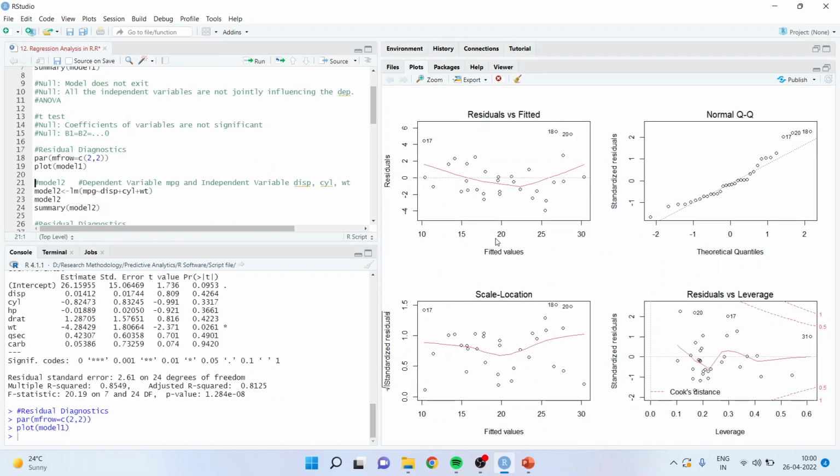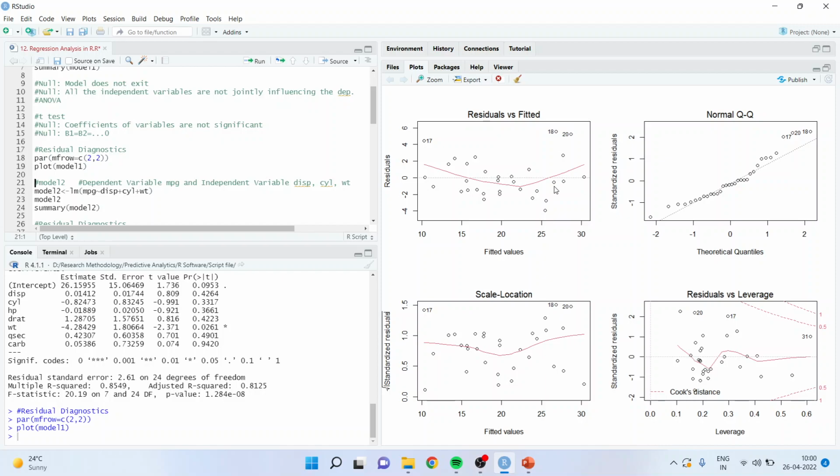Now let us see the interpretation of the first graph, residual versus fitted. Basically, this indicates whether the model fits well or not. It also tests the assumption of linearity, which states that the dependent variable and the independent variable should be linearly related with each other. The red line which you can see here should be straight and very close to the dashed line.